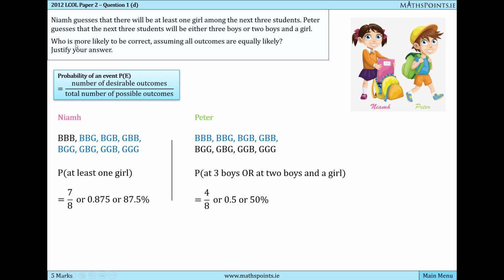So because the question asks who is more likely to be correct, we have a look at which of the probabilities is greater, and Neve's is a higher probability, and so she is more likely to be correct.